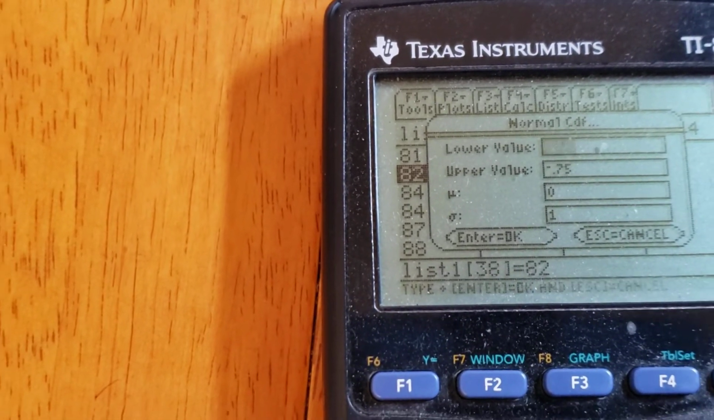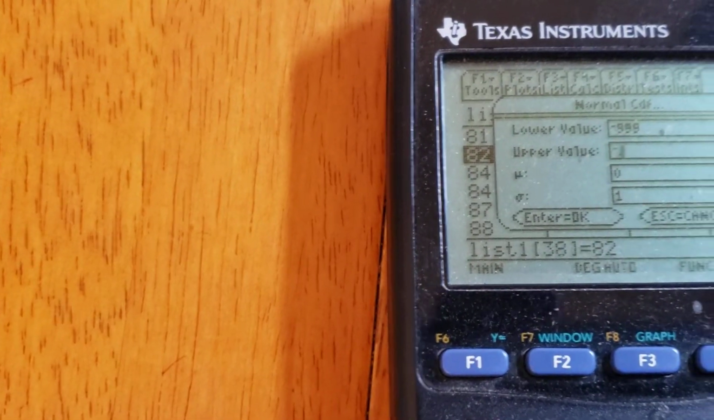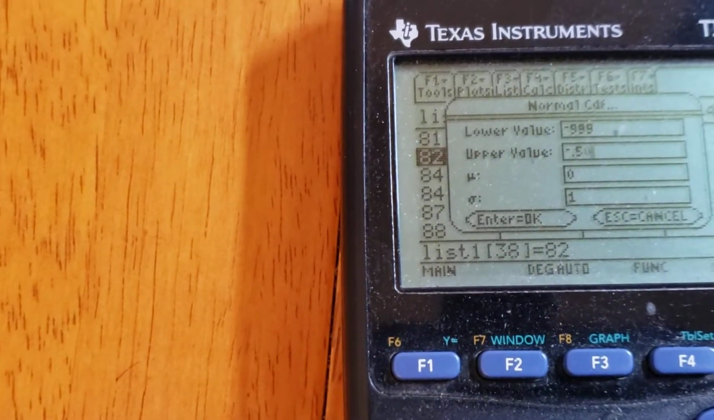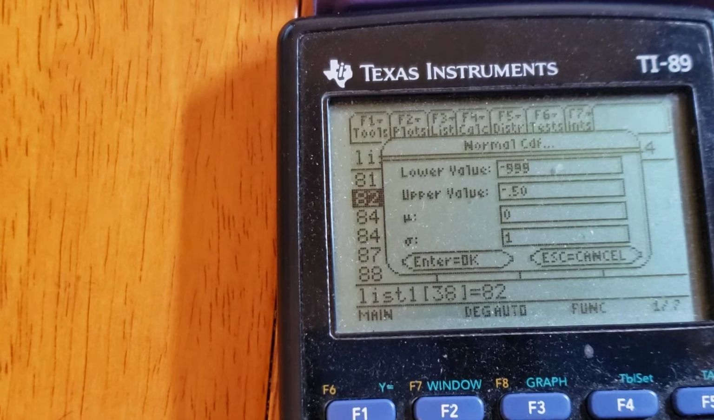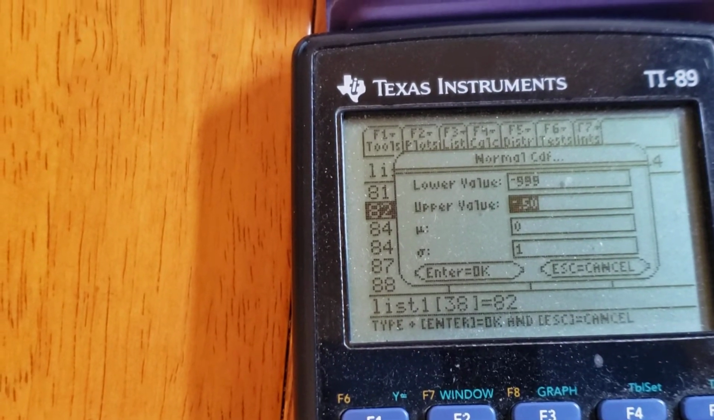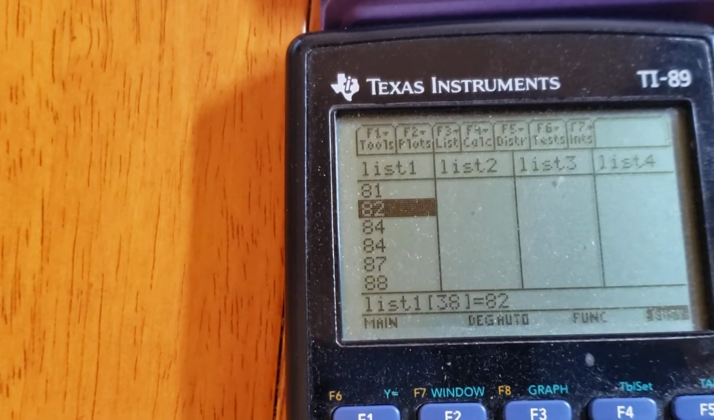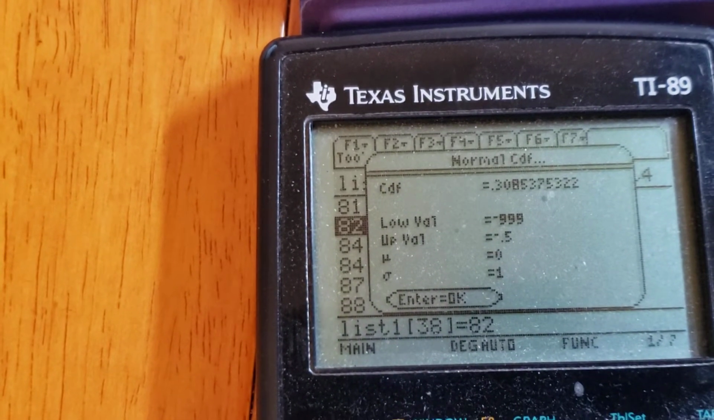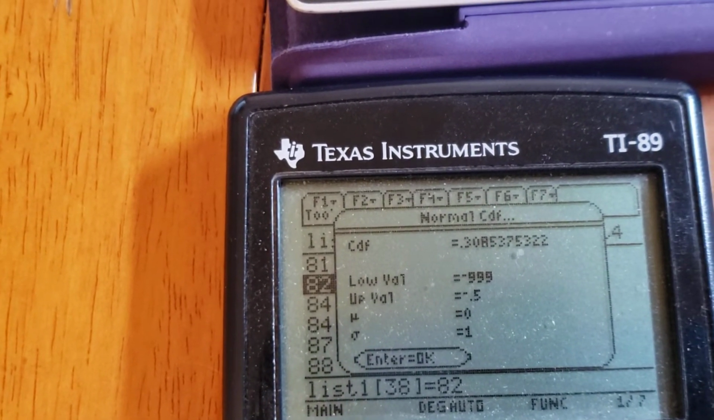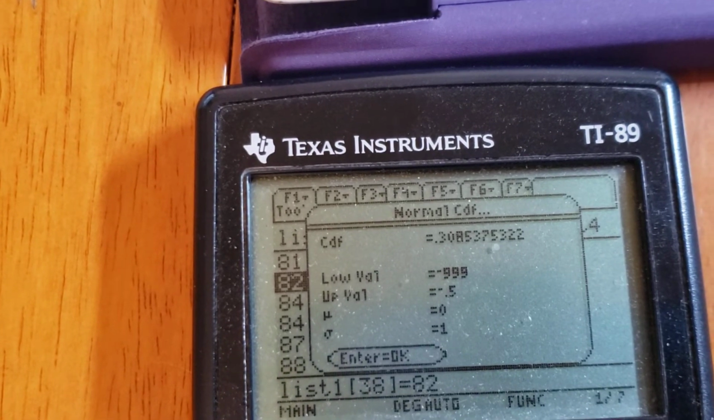-999, -0.5, mean is 0, standard deviation of 1. I hit enter. Got to hit it again. I get my 0.3085. You can see it up there at the top.